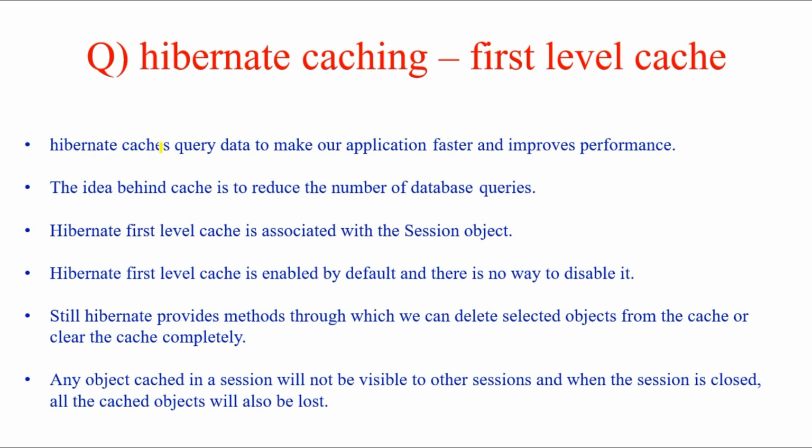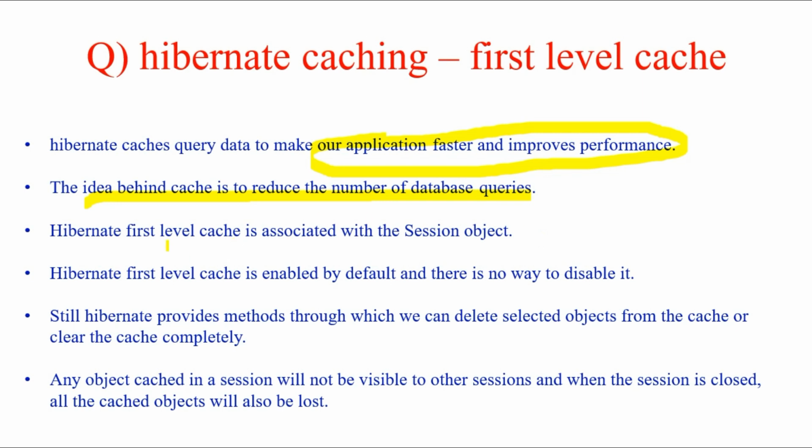Caching is used to make our application faster and improve performance, because if you have some data in your cache, you don't have to hit the database again. The basic idea behind caching is to reduce the number of database queries. If you have fewer database queries, you have fewer hits to the database, and hence your performance will automatically increase because time will automatically get reduced.